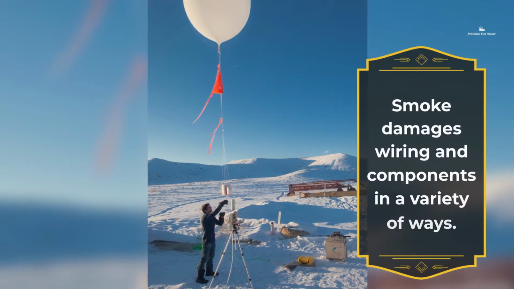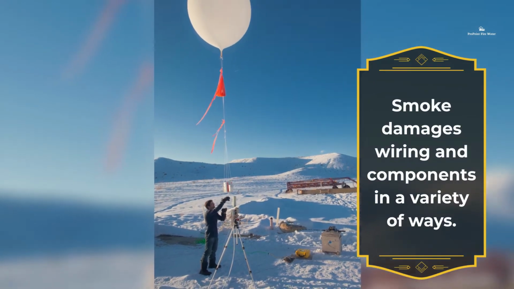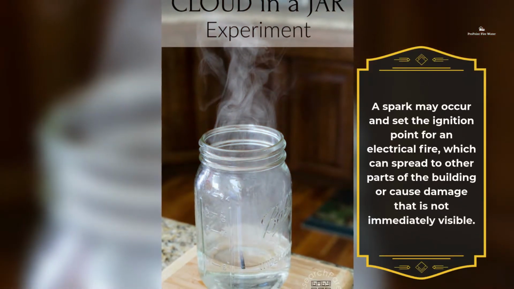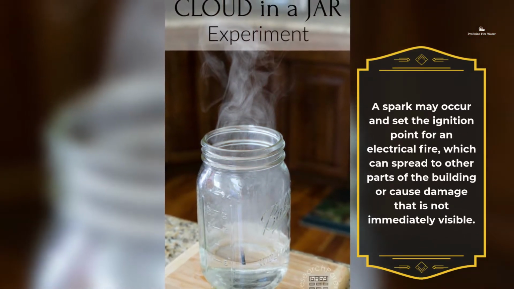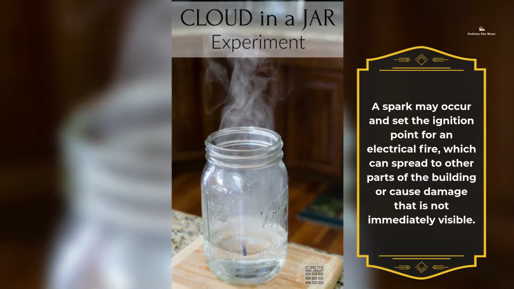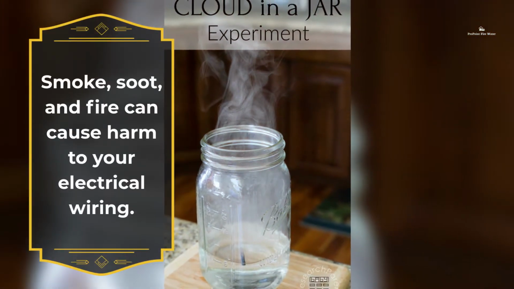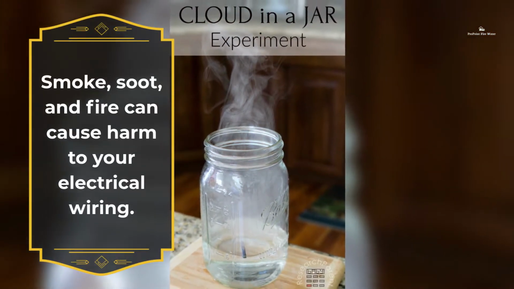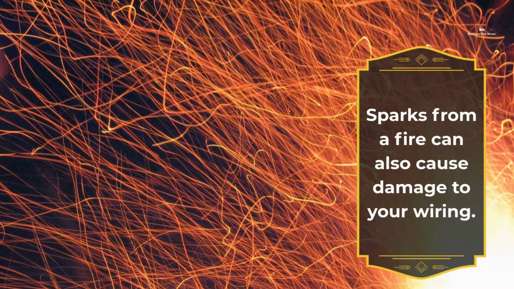What's the impact of smoke on electrical wiring? Smoke, soot, and fire can cause harm to your electrical wiring. Smoke damage will result in a variety of issues, such as high electrical loads, voltage drop, and overheating. Sparks from a fire can also cause damage to your wiring. The impact of smoke on electrical wiring is not just to the devices, it's also to the interior. Smoke damage may only be done to the interior of devices, but it can also cause sparks.